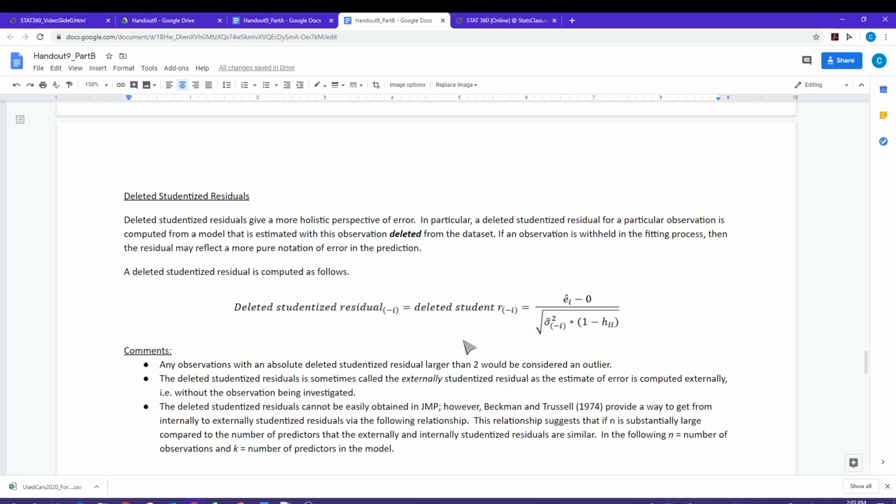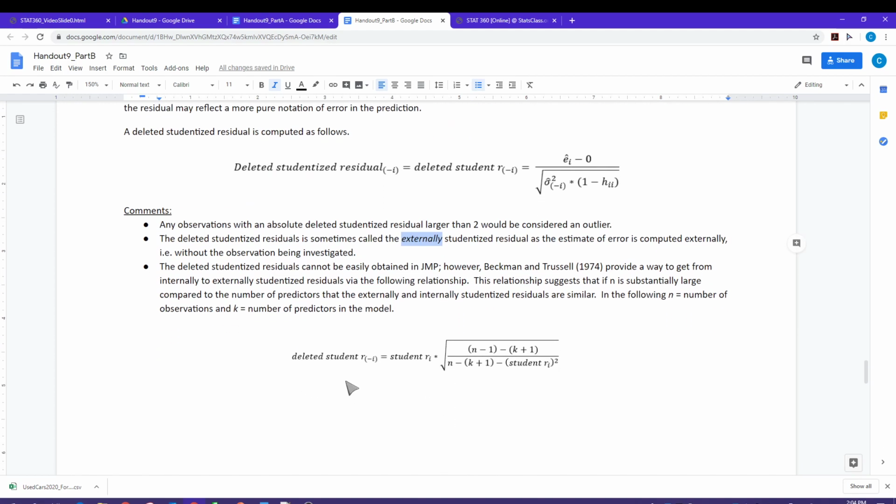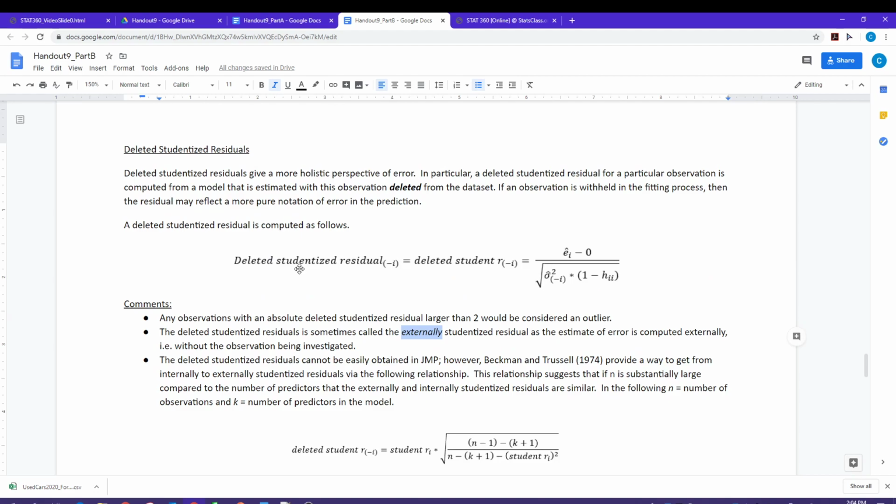Again, we would use anything larger than 2 or negative 2. The deleted studentized is sometimes called the externally studentized, whereas the studentized up above would be called the internally studentized. Now, JMP doesn't actually compute these externally studentized residuals, but you can get from the deleted or externally studentized to the internally studentized through the following. So just a little bit of algebra there. You can get from one to the other. The deleted studentized is not that common.